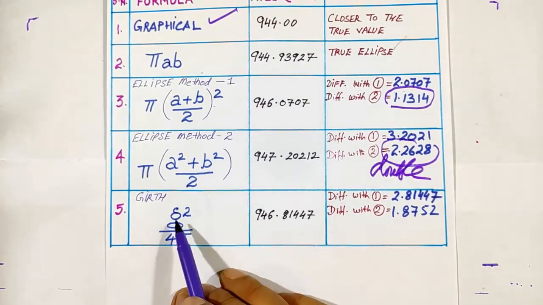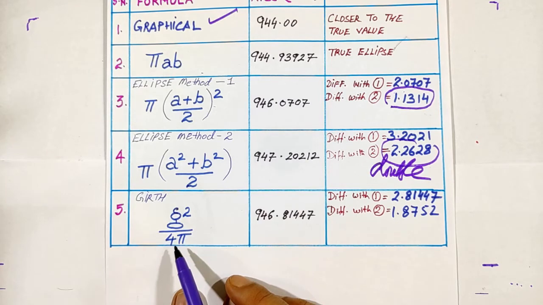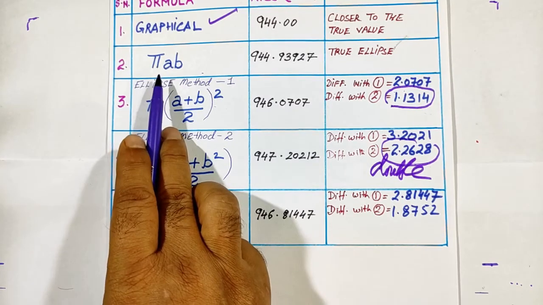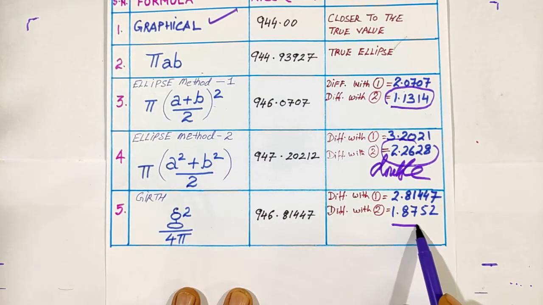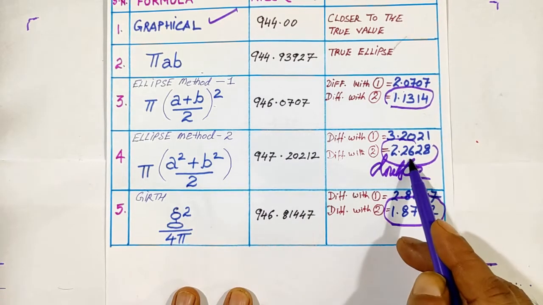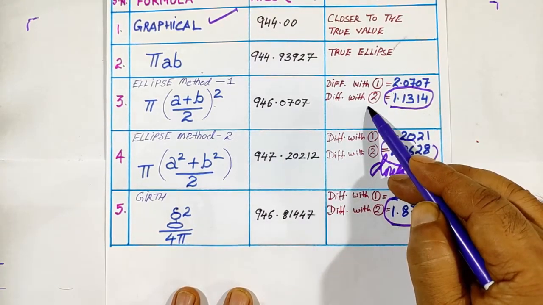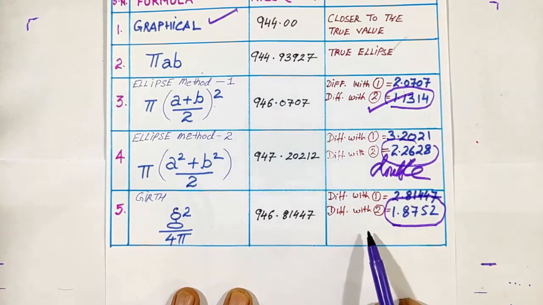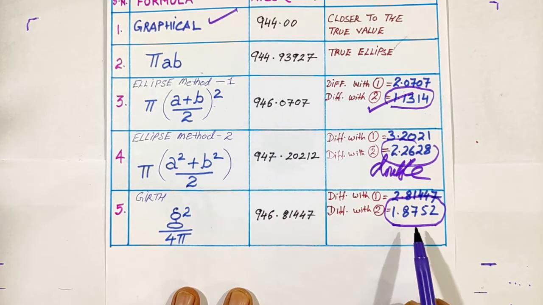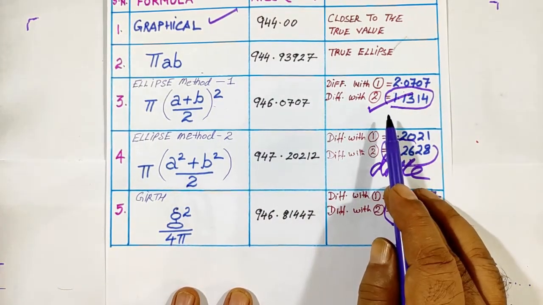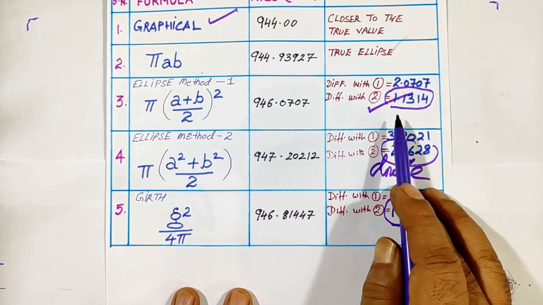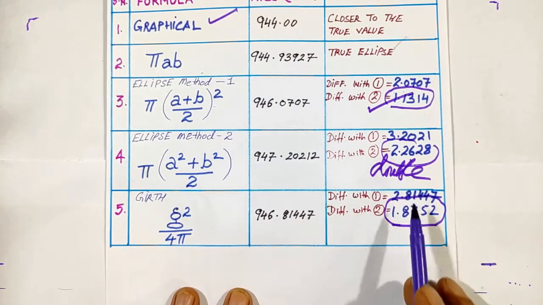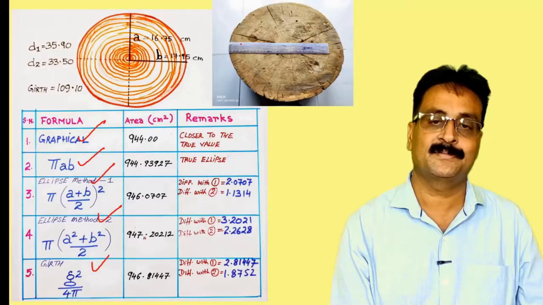With the girth method, G square divided by 4 pi, when we subtract the true ellipse we get 1.8752. It is still less than method 2. So we can prefer ellipse method 1 first, if it is properly taken by caliper. This is the caliper method, and this is the tape method, the girth method. Everywhere we are not able to be very accurate with the caliper. Sometimes it may be tilted, or many precautions have to be taken. We can prefer girth also, because the error, 1.8752, is still less than method 2.